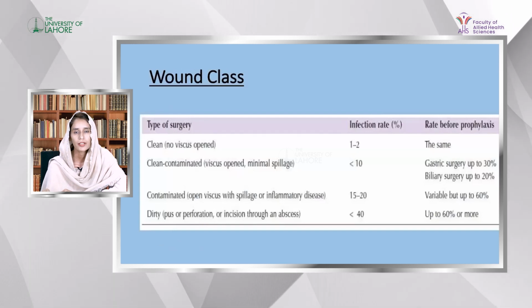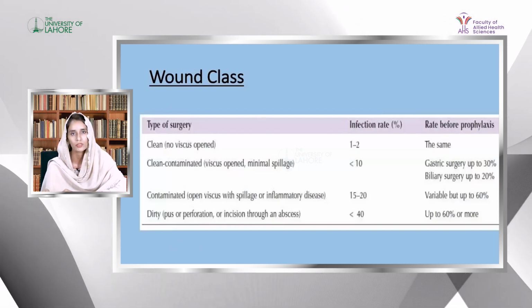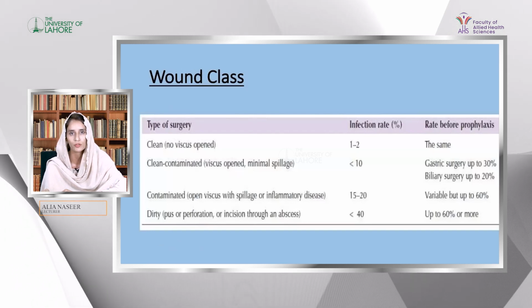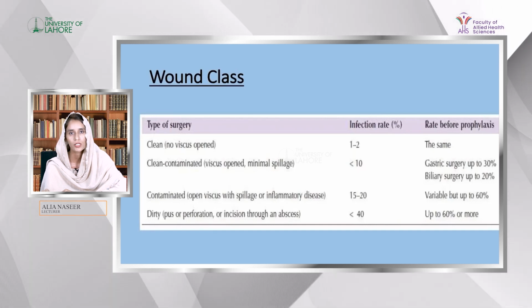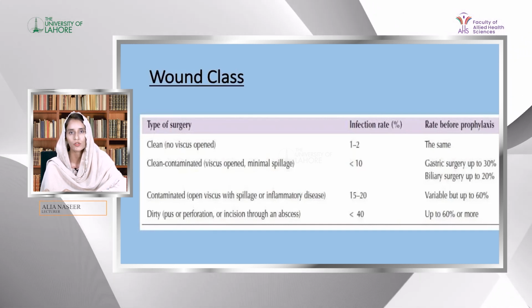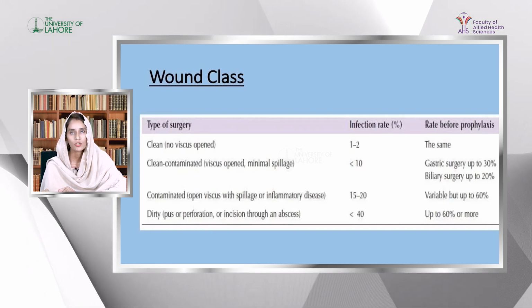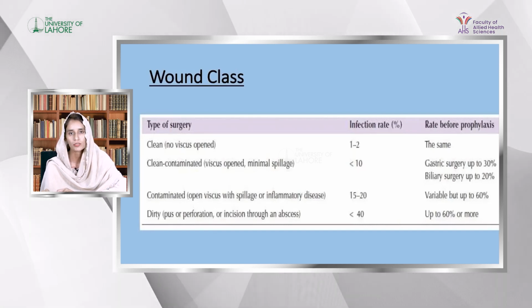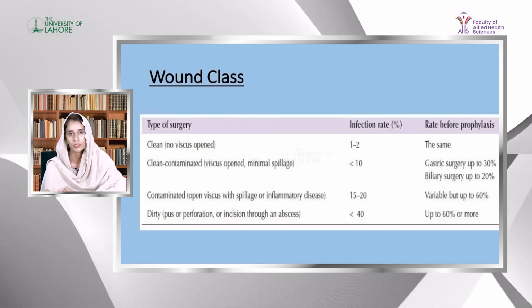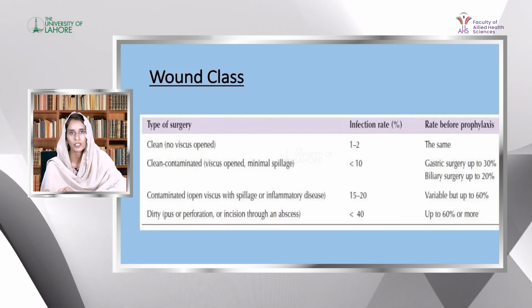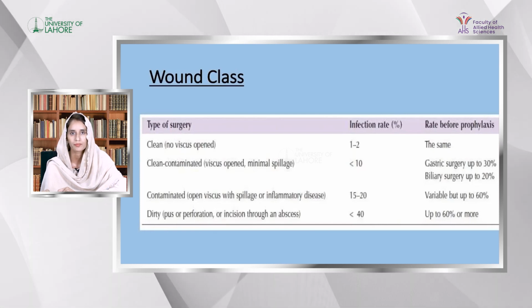We can classify the wound into 4 categories. First is the clean wound, second is the clean contaminated wound, third is the contaminated wound, and fourth is the dirty wound. The infection rate in a clean wound is 1 to 2%. The infection rate in a clean contaminated wound is less than 10%, in a contaminated wound 15 to 20%, and in a dirty wound the infection rate is very high, greater than 40%.